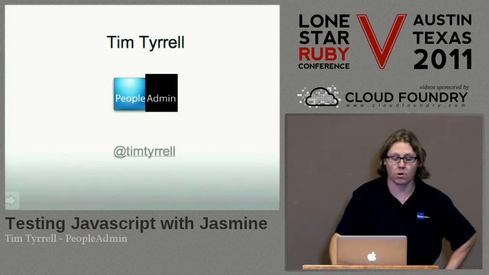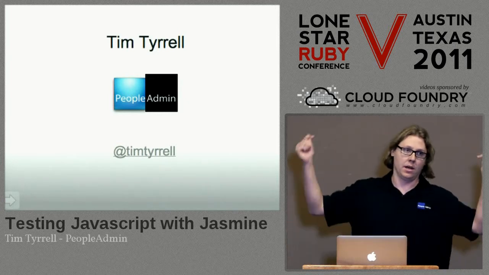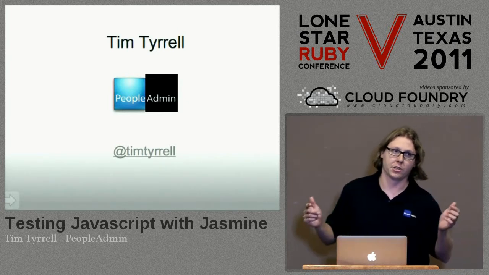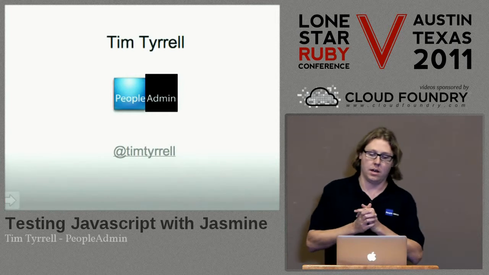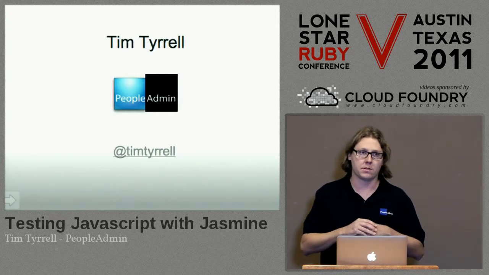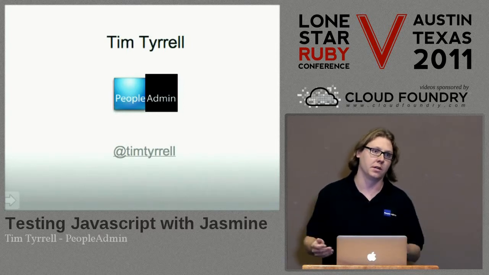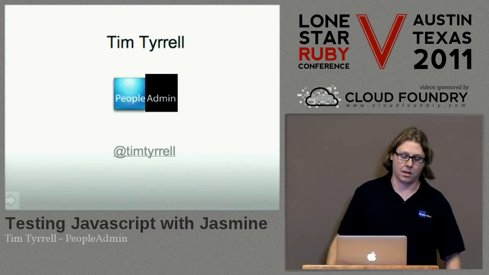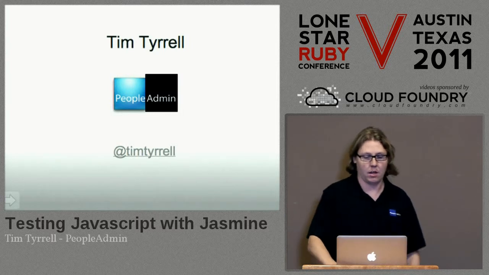My name is Tyrrell. I work at People Admin as a Rails developer in Austin, Texas. I'm originally from Chicago, but I'm living here now. I'll talk about People Admin a little bit later, but it's a talent management application. We have about 600-700 universities we do the internal, external job management for and whatnot.